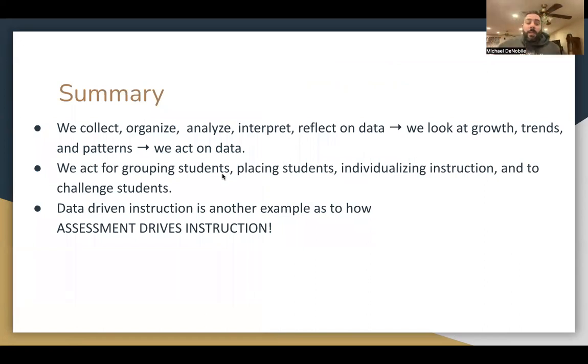So, in summary, we collect, we organize, we analyze, we interpret, we reflect on data. We look at growth, trends, and patterns in order to act on that data. So, we act for grouping students, for placing students, for individualizing instruction, and to challenge students. All of this is known as data driven instruction. Data driven instruction means using data to drive our instruction. And it's another example of how assessment drives instruction, because we're taking assessment data in order to drive our individual instruction.